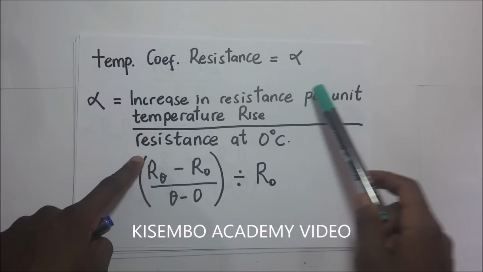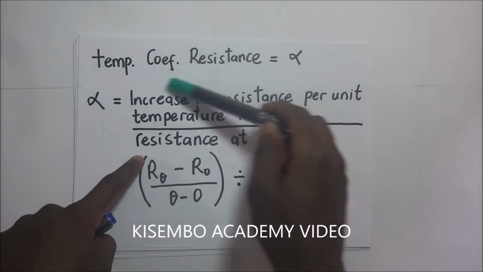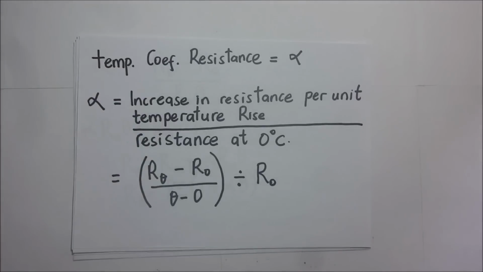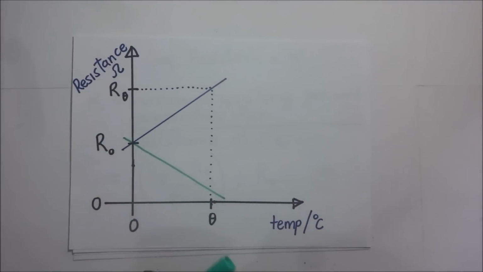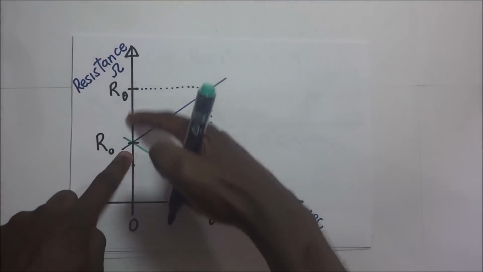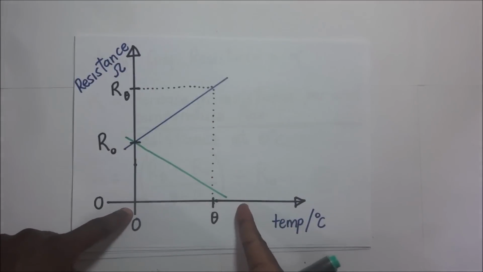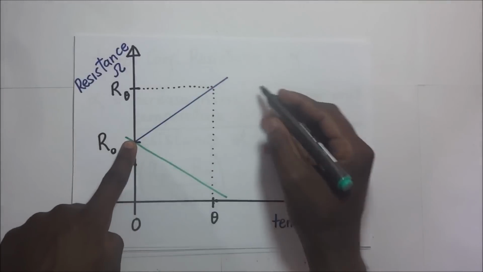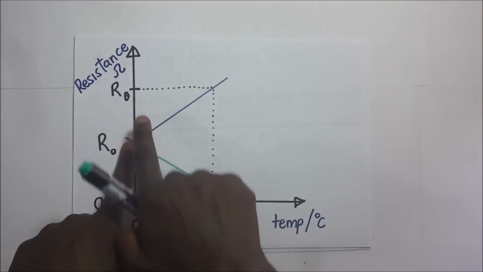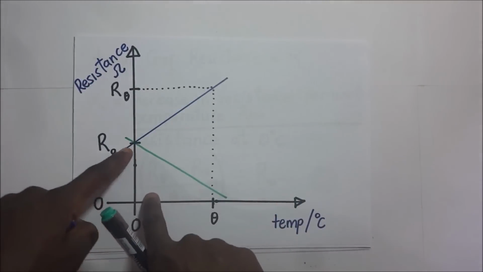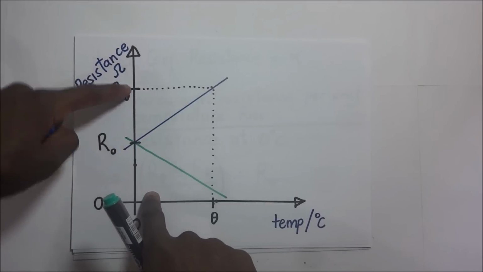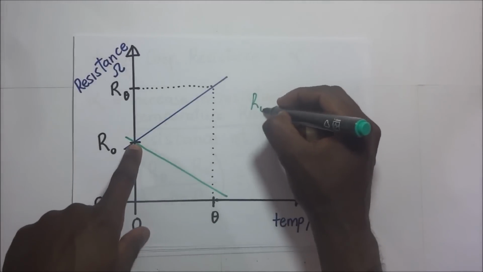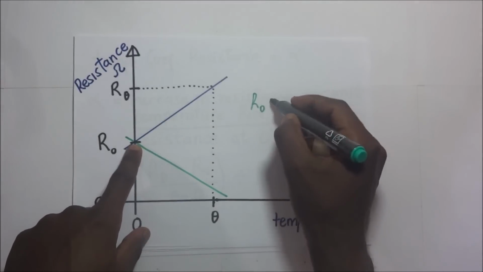Now, the increase in resistance per unit temperature rise, if you look at this statement, is more like the slope of this graph. So how much resistance is increasing per unit temperature rise? How much resistance is increasing is the new resistance minus the original resistance. Let's say the temperature increased, and the resistance increases to R theta from the resistance at 0, which is the initial. So the change in resistance is R theta minus R naught.